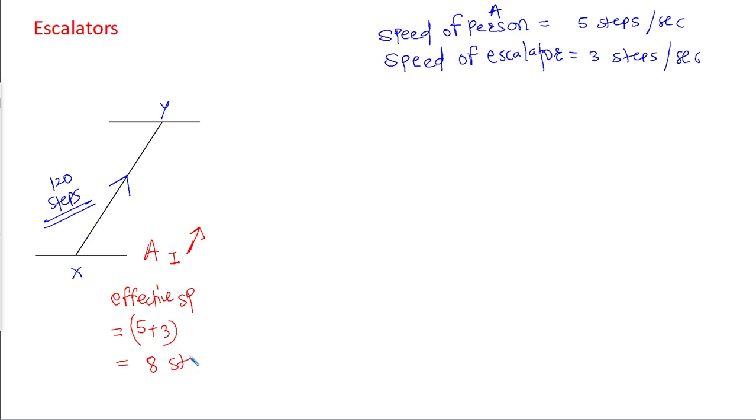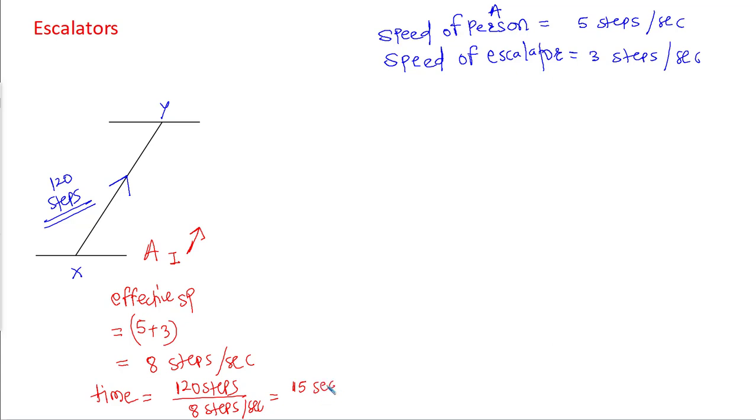In that one particular second, the movement of A is 8 steps per second. Everyone, now the time taken by A to travel 120 steps is equal to how much? Time is equal to distance, that is 120 steps, divided by the effective speed of A, 8 steps per second. So the time taken by A to travel from floor X to floor Y is 15 seconds. This is the first situation.